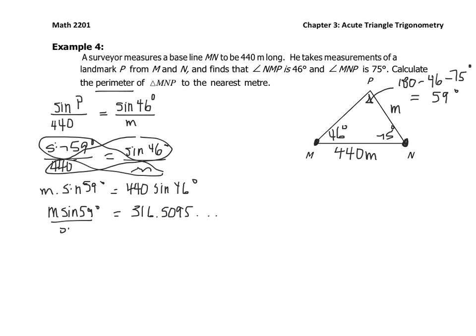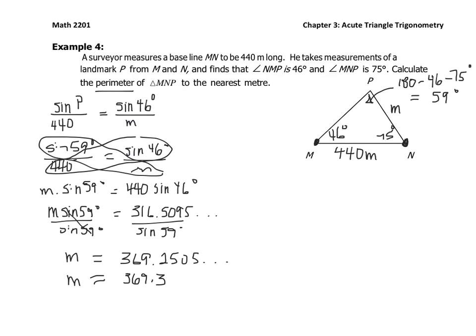And then I would divide both sides by the sine of 59 to get rid of what's multiplied by M, so I can get M by itself. And then that divided by sine of 59 will be 369.2505 dot dot dot. So around 369.3 if we want to round it to one decimal place for now.